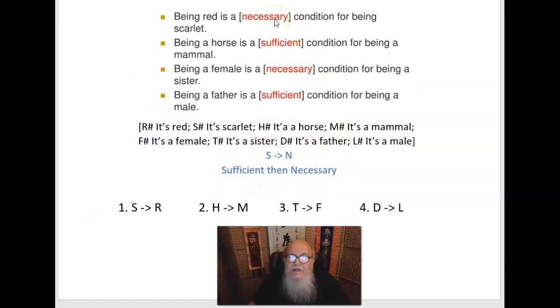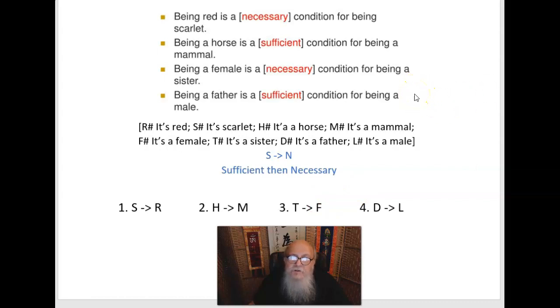What's the necessary condition here? Being red, right? So the necessary goes in the consequent. That would become, if it's scarlet, then it's red. Being a horse is a sufficient condition for being a mammal. What's sufficient? Being a horse. So if it's a horse, then it's a mammal. Being a female is a necessary condition for being a sister. So what's necessary here? Being a female, right? So if it's a sister, then it's a female, because that's what's necessary.